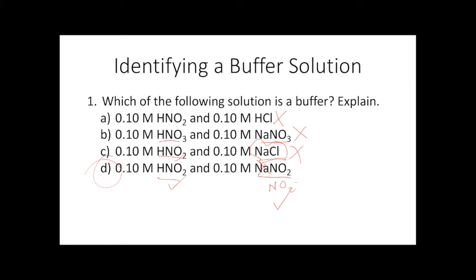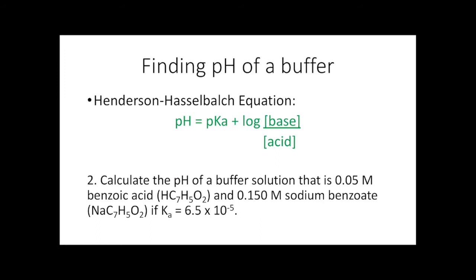D is the only buffer solution because it's the only one that has the acid and its conjugate base, and the acid's weak. Okay. The Henderson-Hasselbalch equation is the easiest way to find the pH of a buffer. You need to know the Ka. To find the pKa, it's the negative log of the Ka, just like it's the negative log of your H concentration. And then you're going to add the log of the base divided by the acid. So do that division first, then take the log, and then you're going to add it to the pKa.